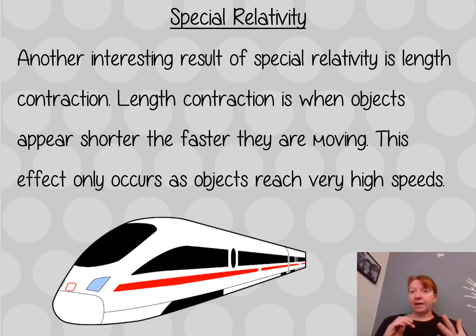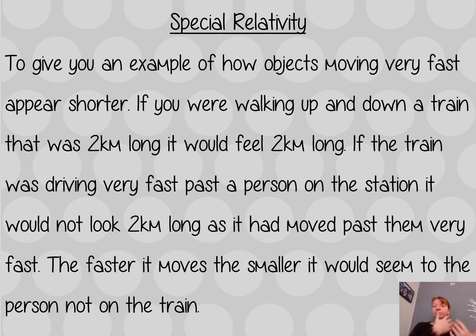So another interesting thing about special relativity is length contraction. And length contraction is when objects seem smaller when they're going really, really fast. And it only occurs when things go really, really fast, when they go at really high speeds. They don't usually happen.